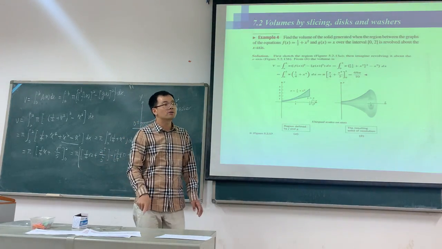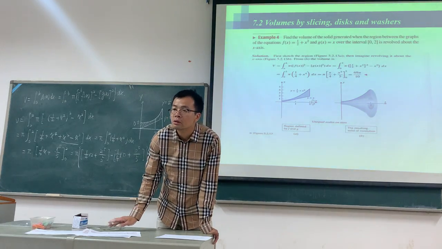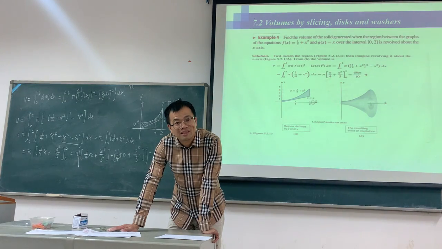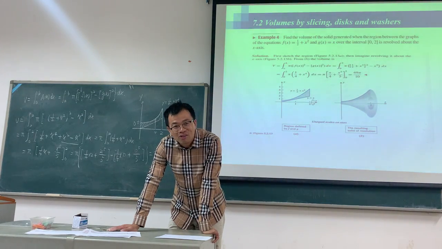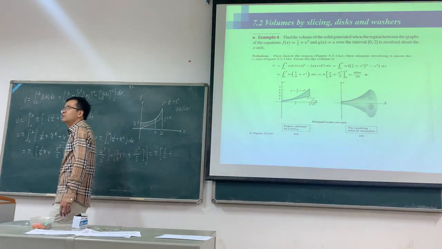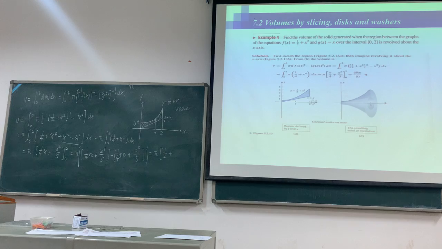What is 2 to the 5th power? 64? 2 to the 5th power? Oh, no, 32. 32.